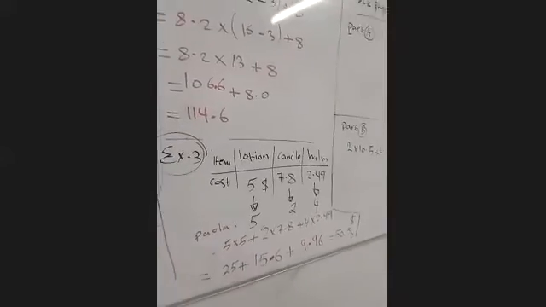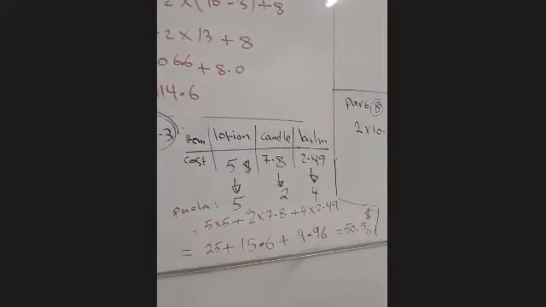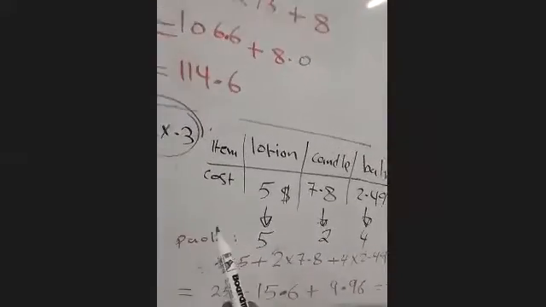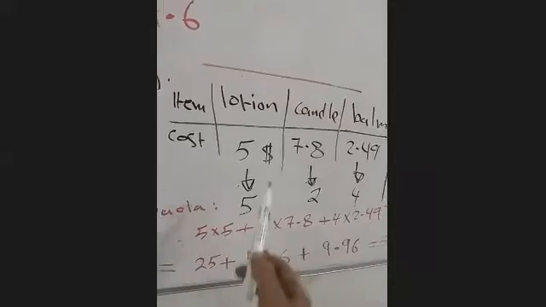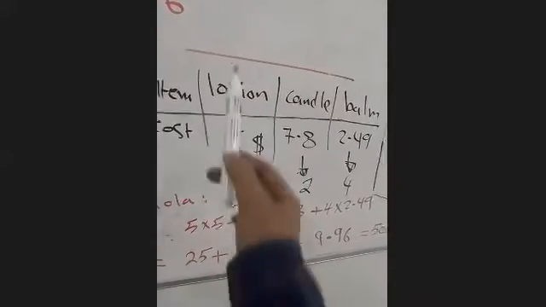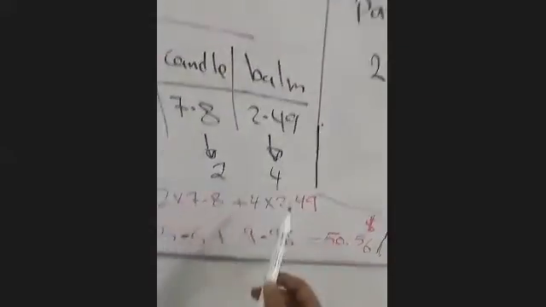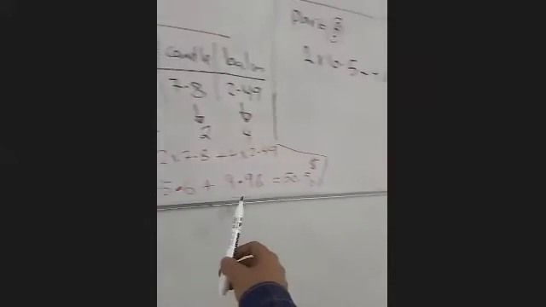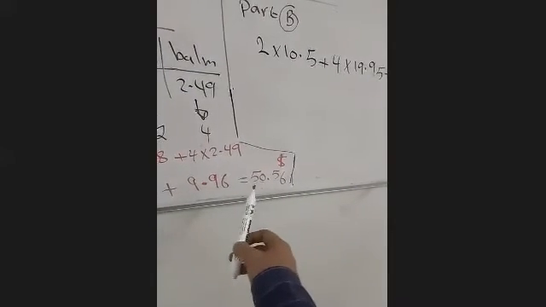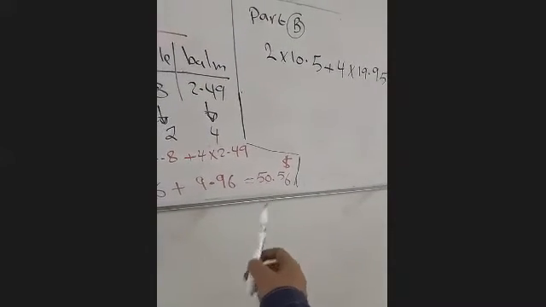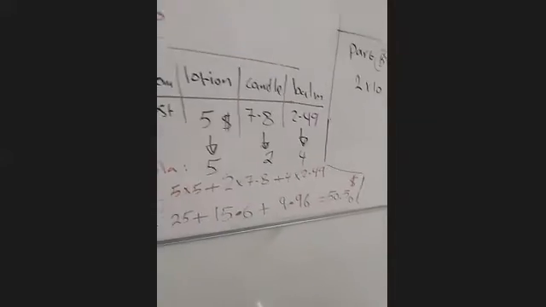This is example 3. So the total cost which Paula will pay after she buys 5 lotions, 2 candles, and 4 lip balms, she will pay how many dollars, guys? Or how much money? $50.56. This is example 3.